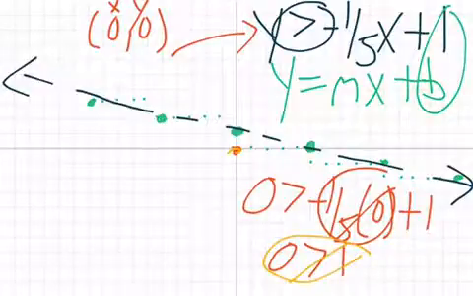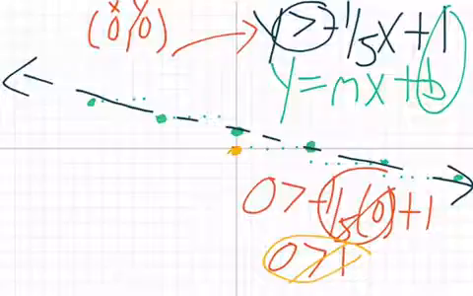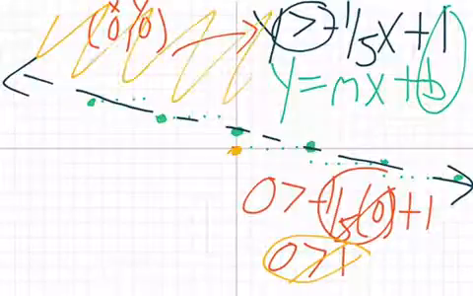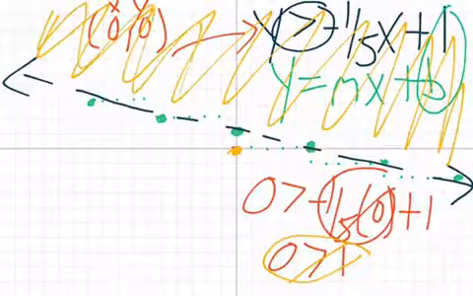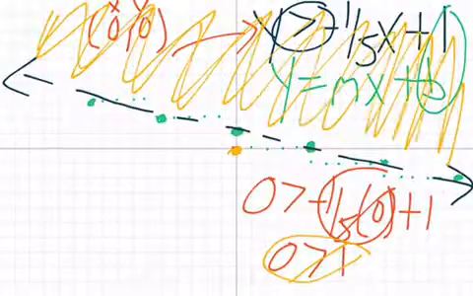So the side that this point 0, 0 is on would not be shaded. Everything on the other side would be shaded. So I should have a dashed line, and everything above the line will be shaded.